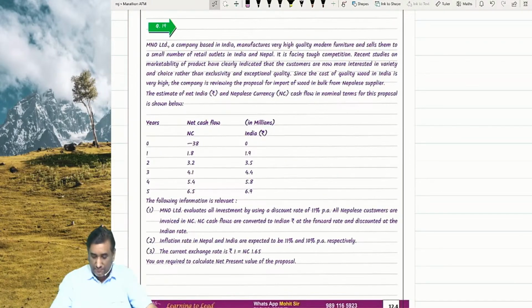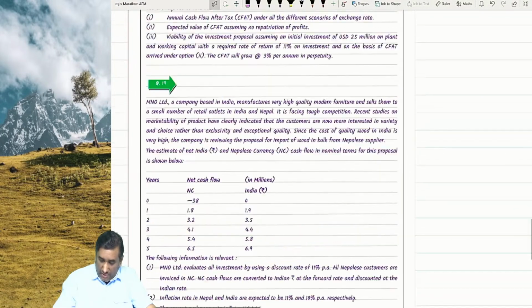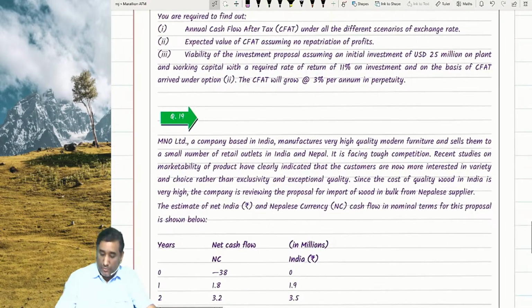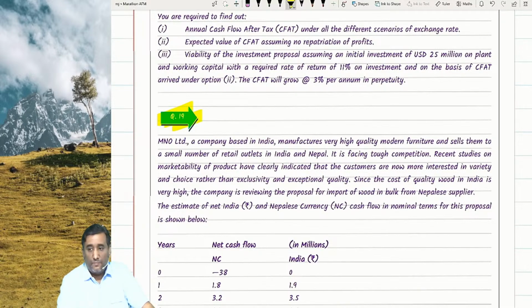If you have done this, then look at question number 19. Read out quickly, then I'll discuss with you.